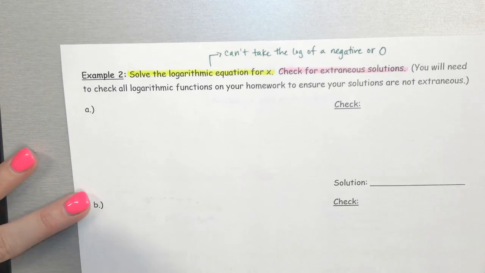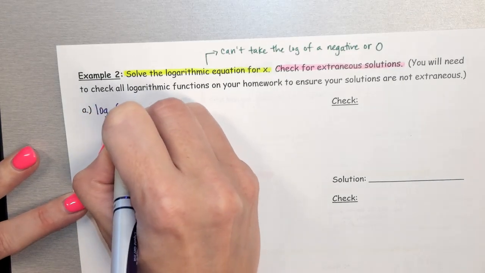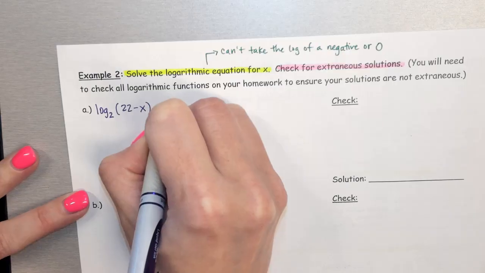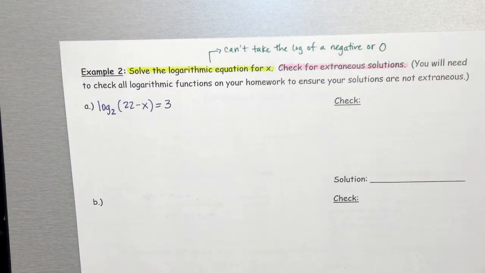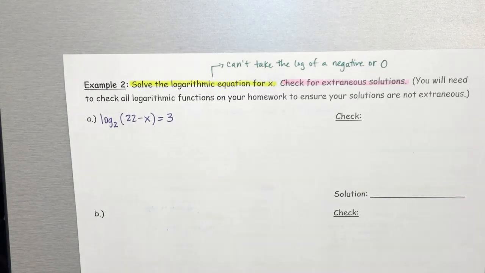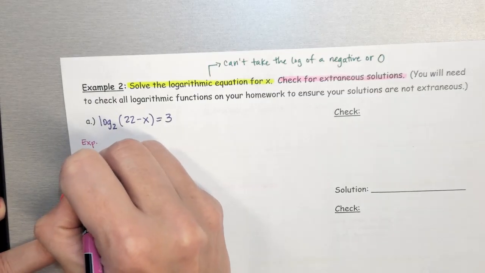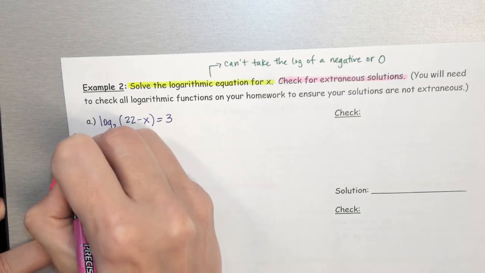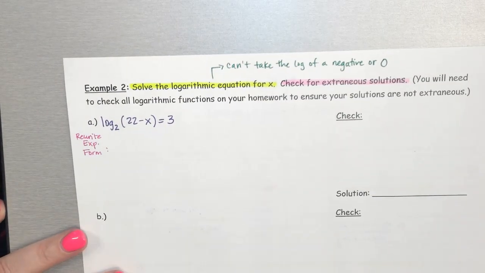Okay, so for part A, we have log base 2 of 22 minus x equals 3. So we want to have the log by itself. That means we just have one log, nothing is added or multiplied to it. We already have that, so we can start by rewriting in exponential form.